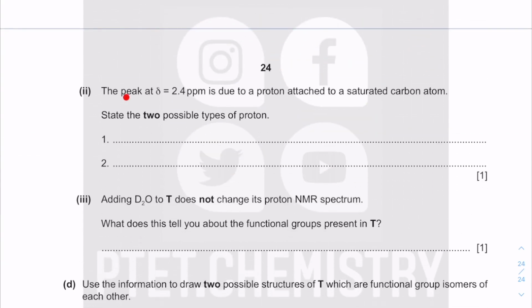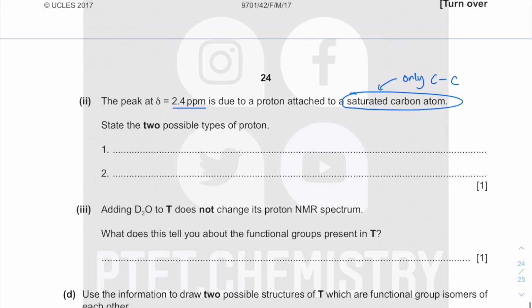Anyway, the peak at chemical shift 2.4 parts per million is due to a proton attached to a saturated carbon atom. A saturated carbon atom means a carbon with 4 covalent bonds. Is it? No, that is not right, because a carbon with 4 covalent bonds could also mean you have a carbon-carbon double bond. Saturated means only carbon-carbon single bonds. Okay, so 2.4 ppm.